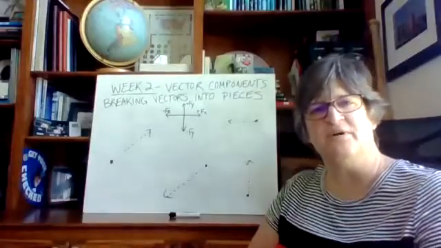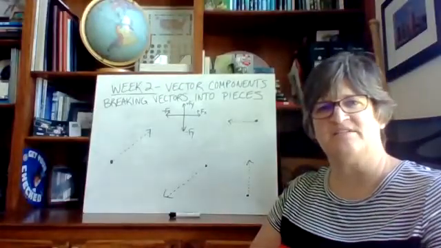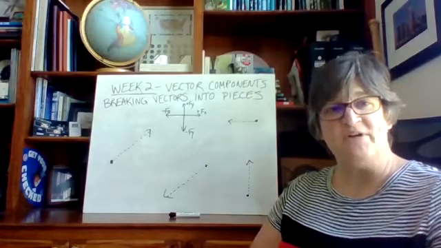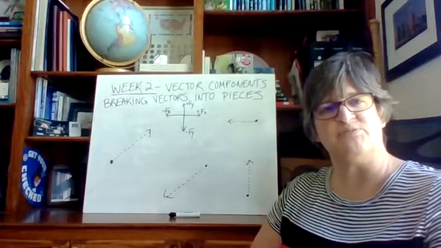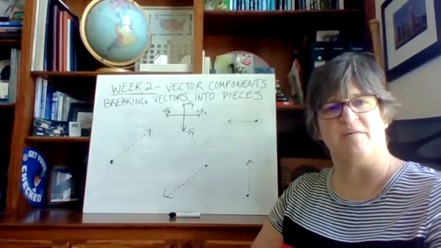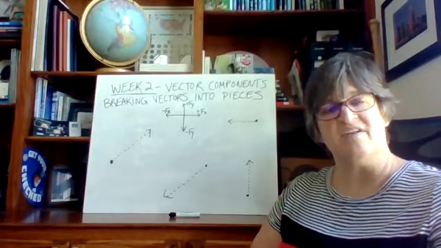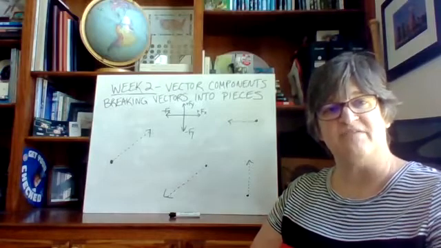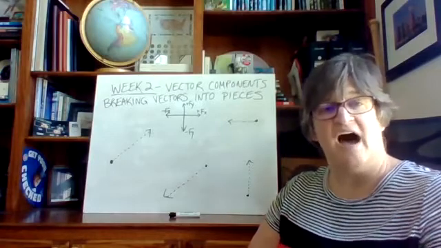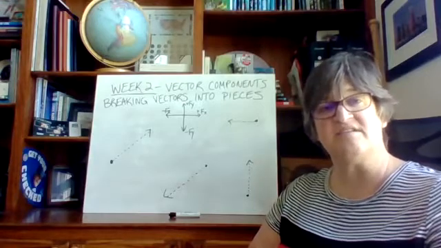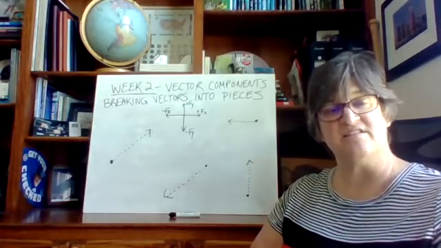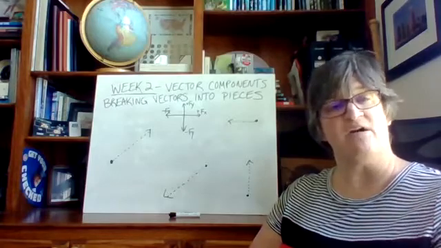Week 2, vector components. Components means the pieces that make something up. So what we want to do is take vectors and break them up into pieces. In the last video, when I was doing vector directions, I was talking about north, south, east, and west. This time I'm going to do directions in a slightly different manner, but I think it'll make sense to you.